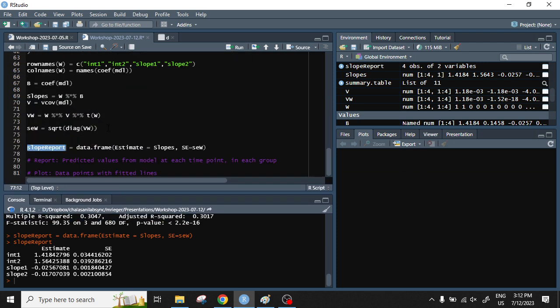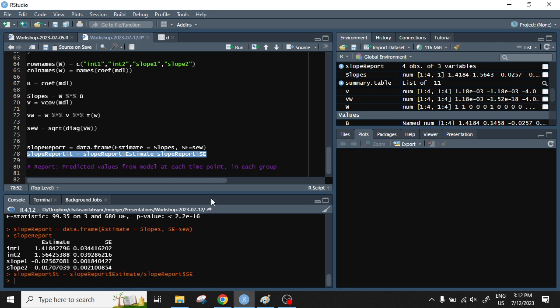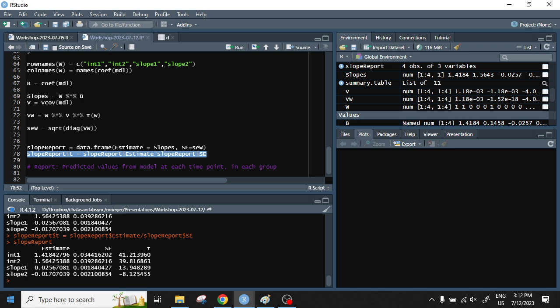So to do that, you calculate the t-statistic. So I'm going to go ahead and just add that to the slope report. Let's call it t. That's simply equal to the estimate divided by the standard error. Slope report $ estimate divided by slope report $ SE, okay? Okay, so this is the t statistic that is associated with each of those numbers, okay?